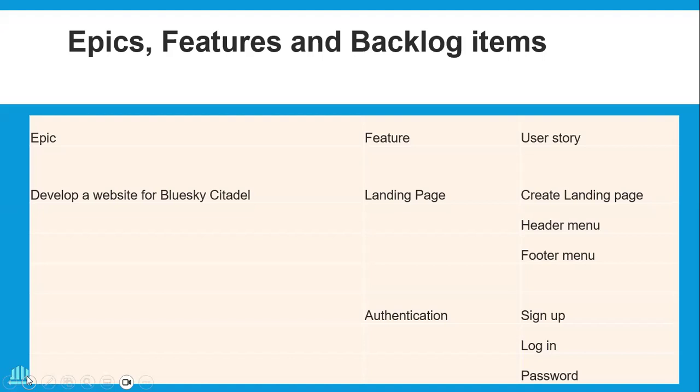Landing page has been broken down, and the first one is create the landing page. The developers will have to create the landing page first, and then you ask what we want on it. We want a header, we want a footer, we want the main body, what kind of pictures we want on it, and all that kind of thing. Under authentication, we have sign up, login, password, and there's a whole world of things that can be done with all that. So, do we understand Epic? This Epic has been broken down into two features, and the features have been further broken down into three user stories each. Okay.